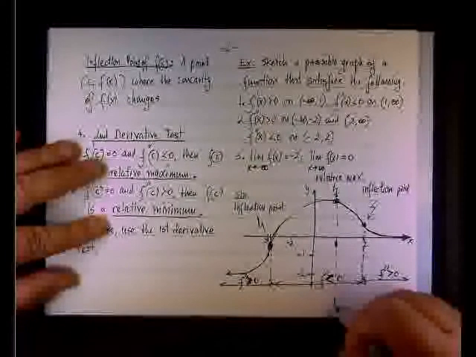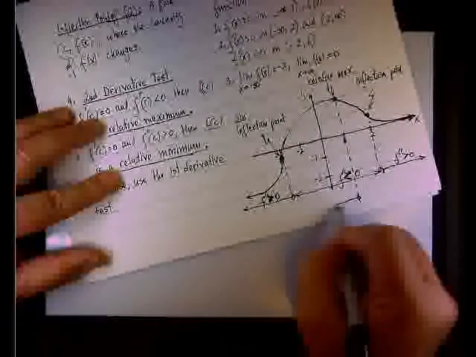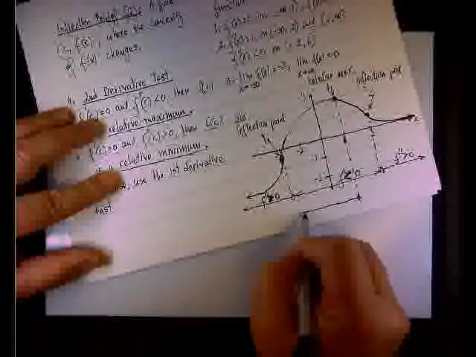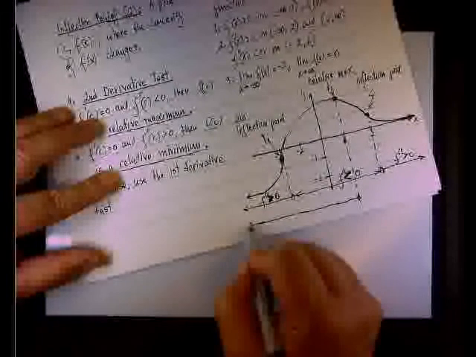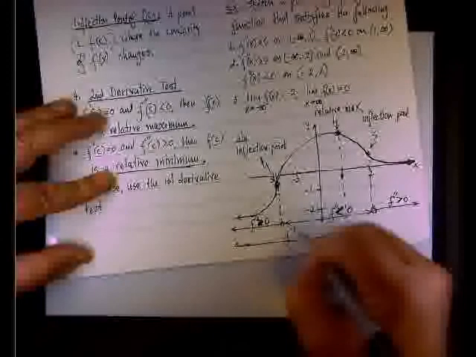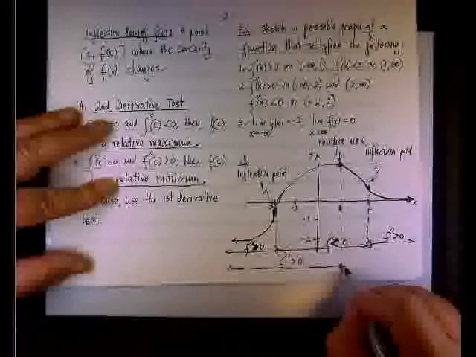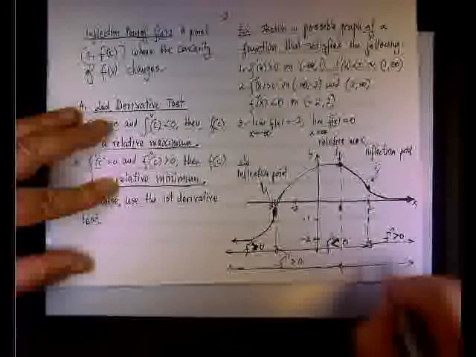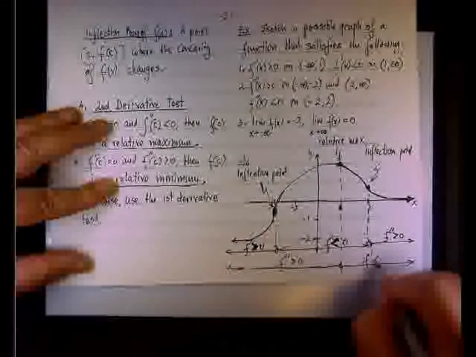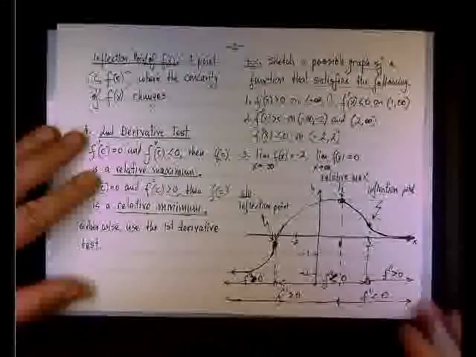What about the first derivative? The first derivative is positive all the way from negative infinity to 1. So f prime is positive to the left of 1, and f prime is negative to the right of 1.